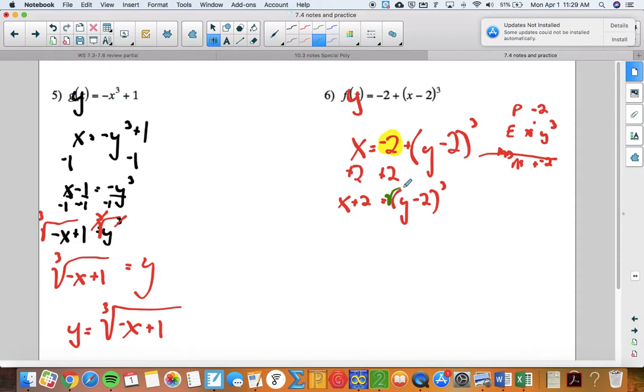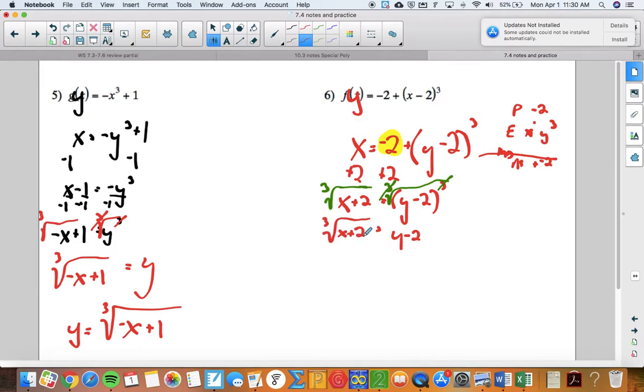So I'm going to cube root everything in there. I'm cube rooting the entire right side. The entire right side was getting cubed. I had to undo this -2 first because that wasn't getting cubed. And now that the entire right side is getting cubed, I simply undo it by cube rooting. But what I do to one side, I have to do to the other side. The entire left side is also getting cube rooted. So now I have y minus 2 on the right side equals the cube root of x plus 2.